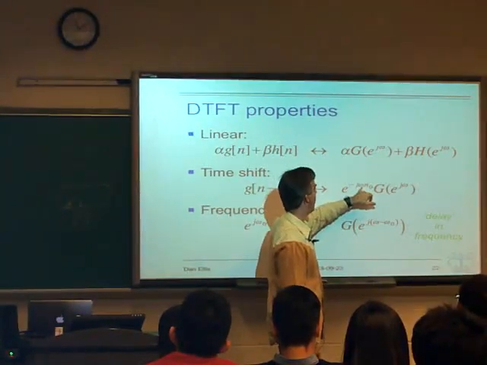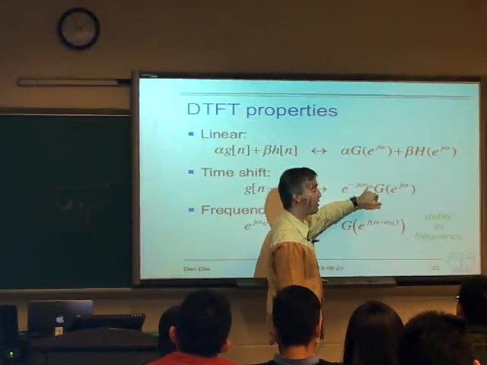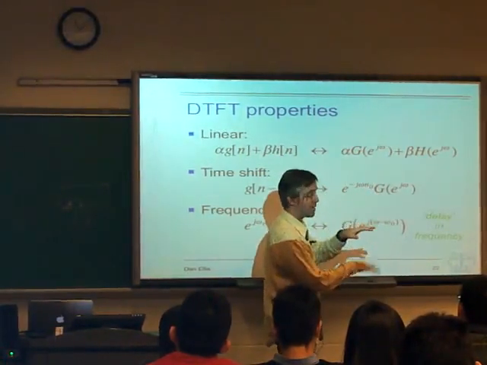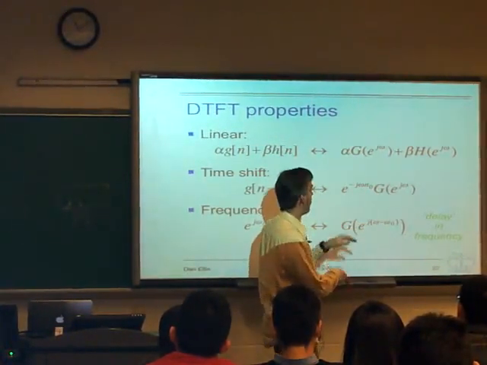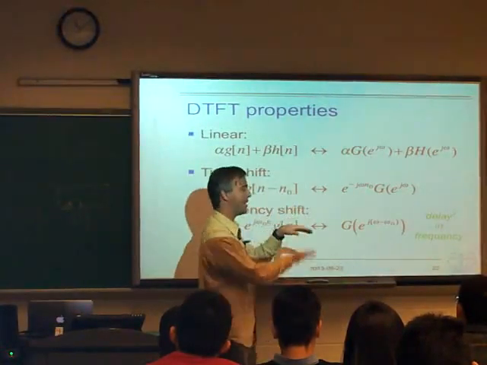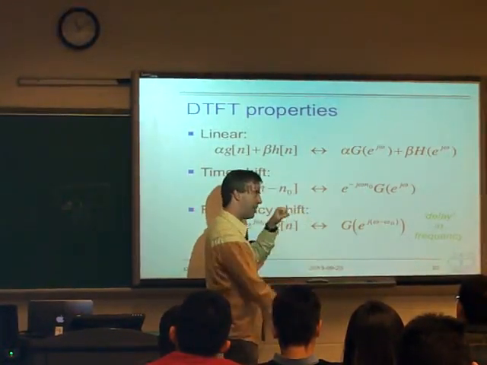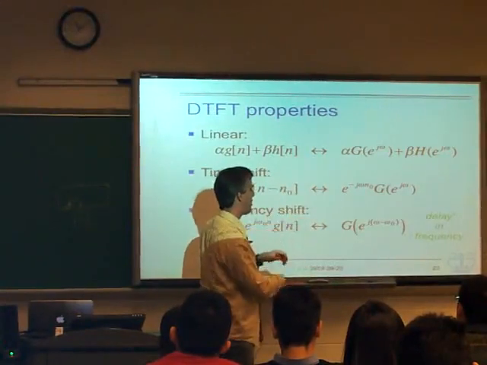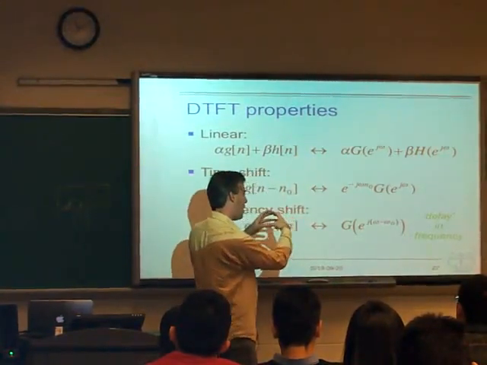And the phase is modified by something that's proportional to omega and proportional to the delay. And so that's where this idea of linear phase comes from, that a shift in time is a linear phase modification. It just shifts the phase down or shifts it up, depending which way you're looking.